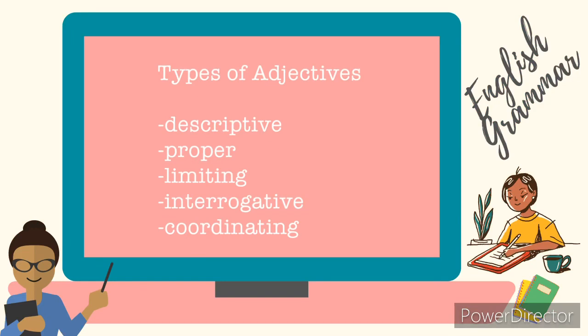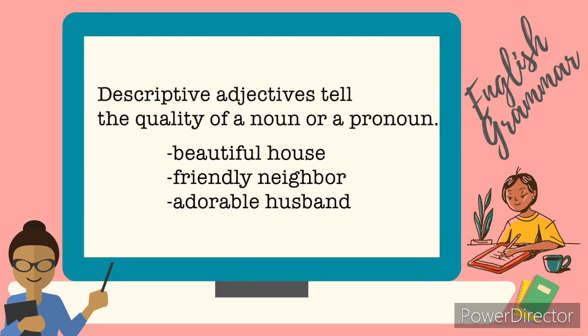There are various types of adjectives. These include descriptive, proper, limiting, interrogative, and coordinating adjectives. Descriptive adjectives tell the quality of a noun or pronoun. For example, beautiful house. The word beautiful describes the house. Friendly neighbor. Friendly describes the neighbor. Adorable husband. Adorable describes the husband.